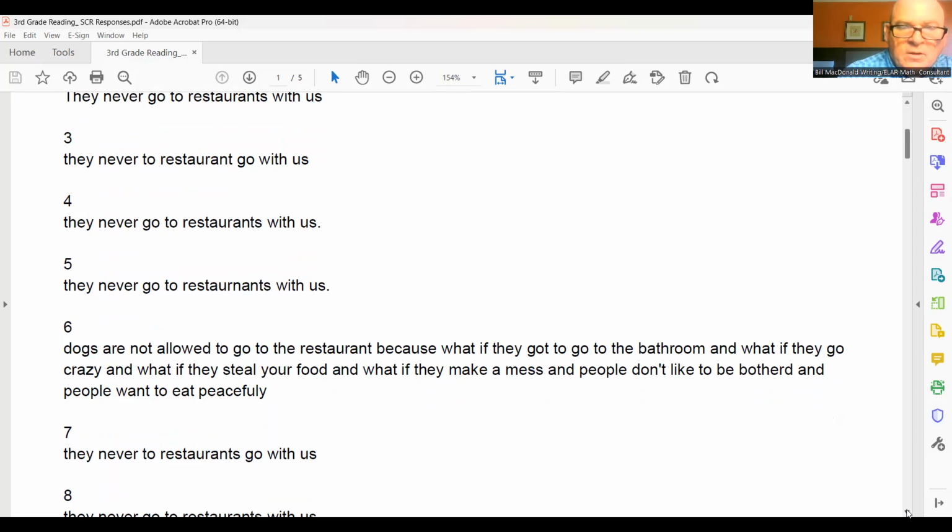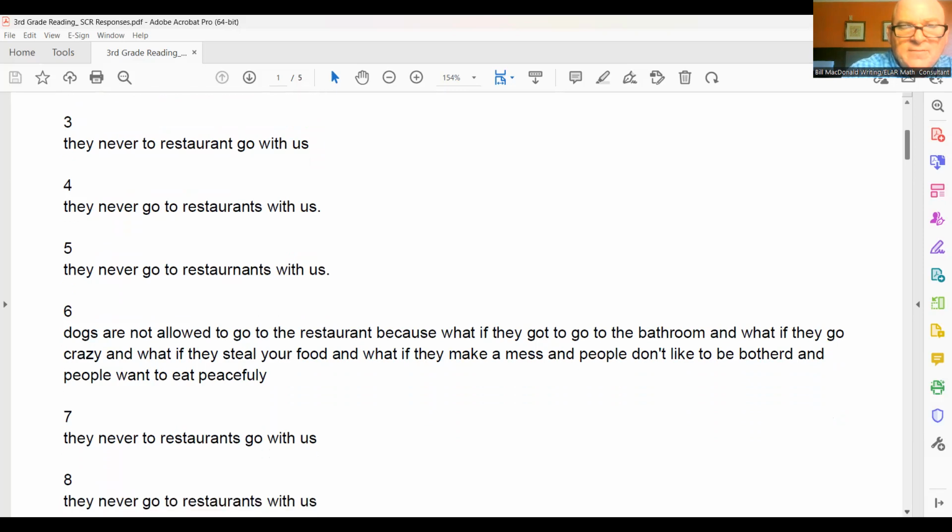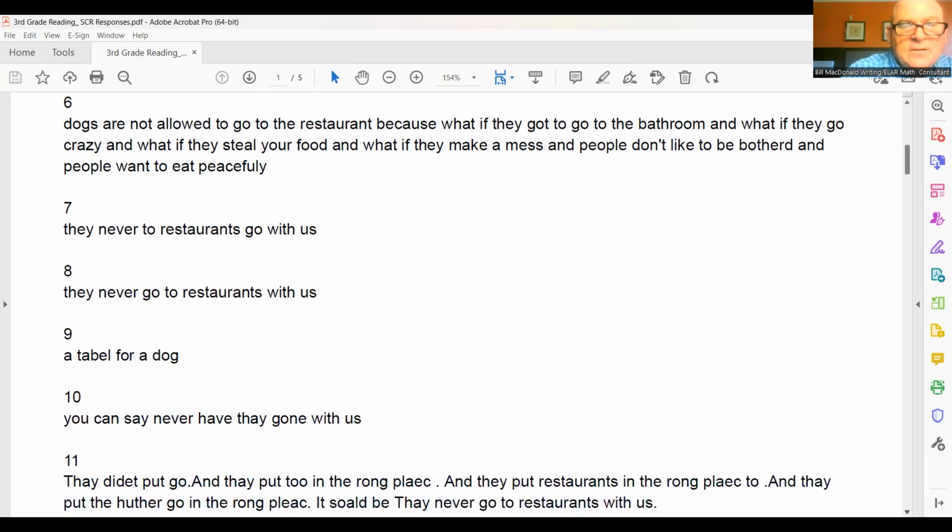Dogs are not loud. All of that content did not need to be added. So I automatically have to give a 0 on number 6 because they added content. All they needed to focus on was sentence 5 and tell me whether or not it had the correct order. Number 7, they never to restaurants go with us. That content would be wrong. It looks like that one didn't even change anything. They never go. Go would be after never.